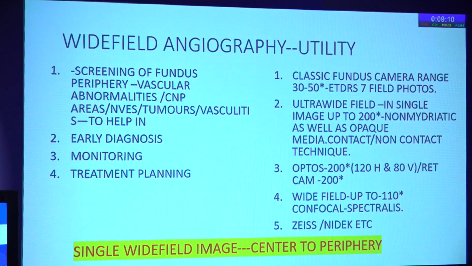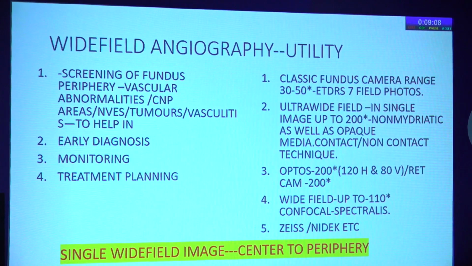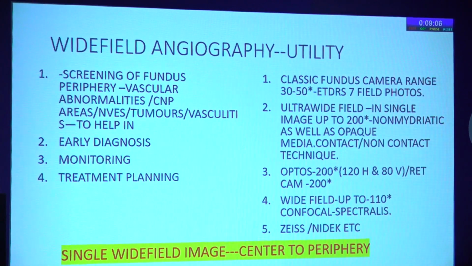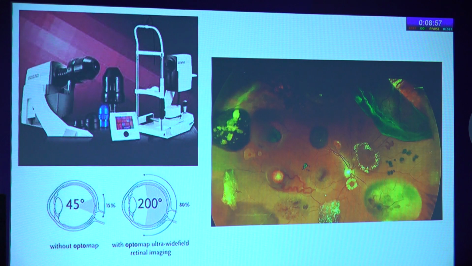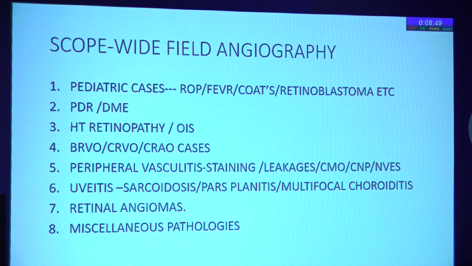An important thing is that you are seeing a single wide field image, from center to periphery, and it gives you the complete image. While in montages and others, you get a single field, either supratemporal, supranasal, or inferior. So multiple diseases you can diagnose in a single click, and with the Optos as well as on angiography also, in a few seconds you get the various types of images.